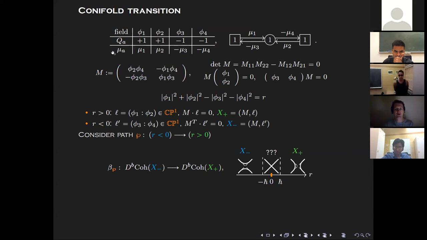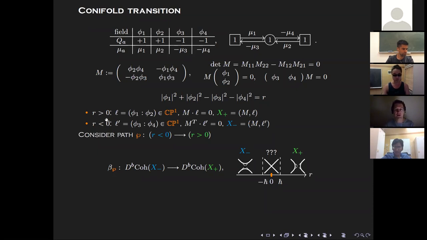So let us organize these chiral fields into a matrix M. The matrix M has the following properties. First, it's degenerate, and its null space is given by the vector phi 1, phi 2, and its dual null space is given by the vector phi 3, phi 4. Assume our phi parameter is positive; then from the D-term constraint, I can see that phi 1, phi 2 never become zero simultaneously. So I could use phi 1, phi 2 as homogeneous coordinates of CP1. And M is just a fiber above this line. So this pair M and L performs the canonical blow-up resolution of the conifold singularity.